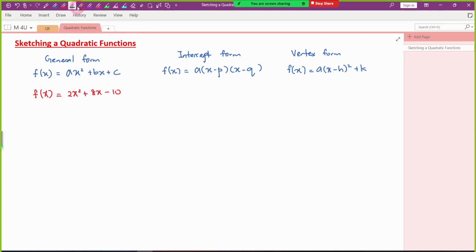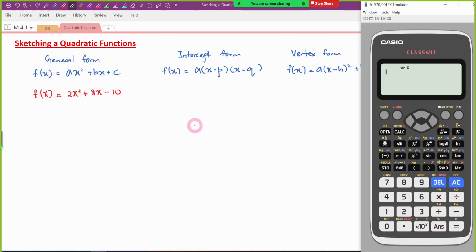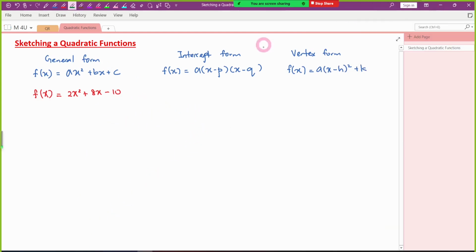Hi, in this video, let's look at how do we sketch a quadratic function and how do we use our calculator to help us to sketch a quadratic function. The shape of a quadratic function, we call it parabola. It's either concave up or concave down.